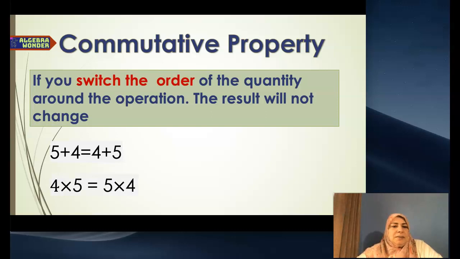Let's see another example. 4 times 5 is 20. 5 times 4 is 20. So I switch the order of the quantity, which is 4 and 5, around the operation, either around the addition or the multiplication, and they get the same result. The result cannot be changed. So this is why we have two commutative properties.